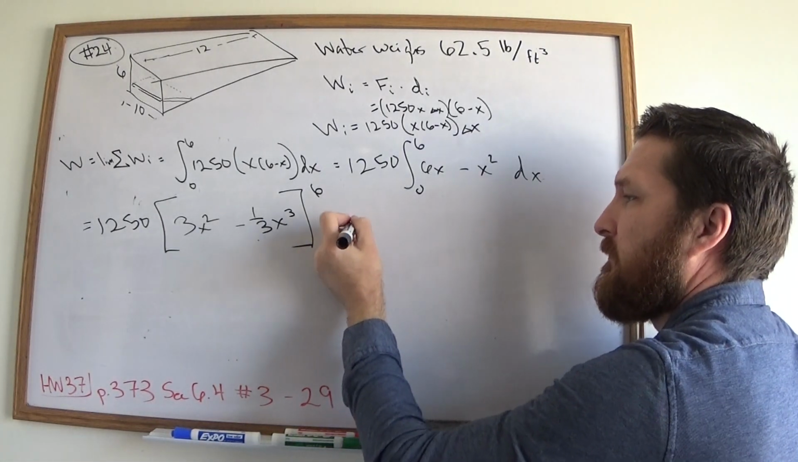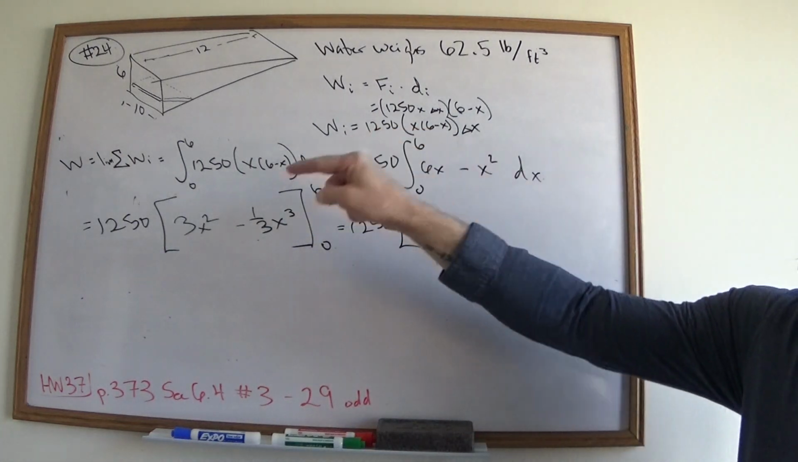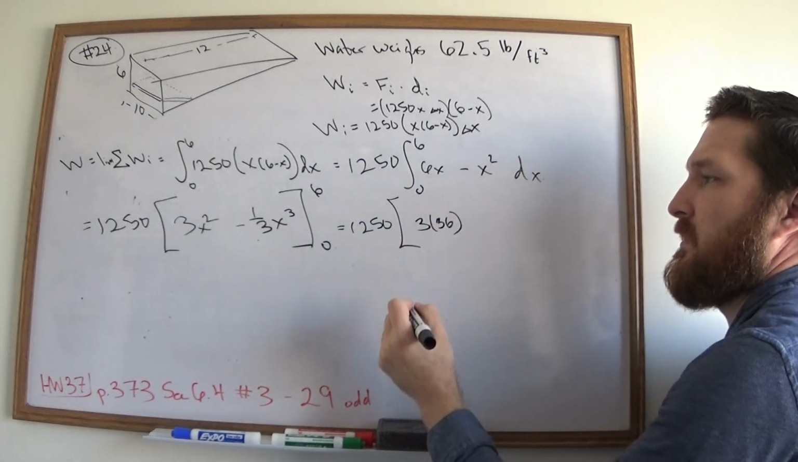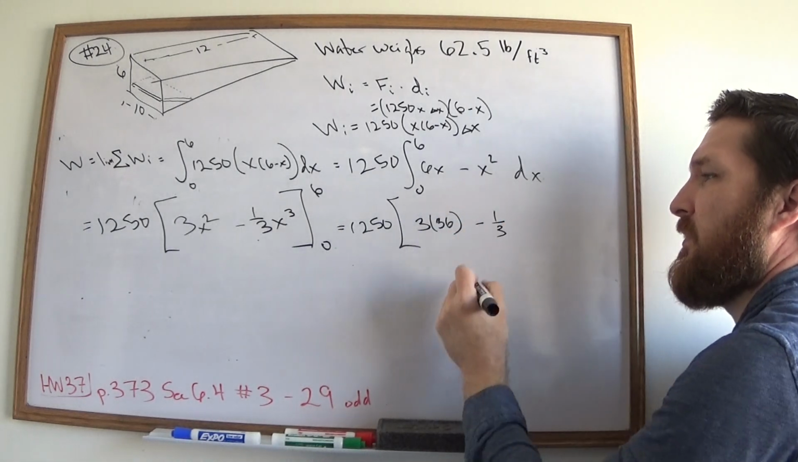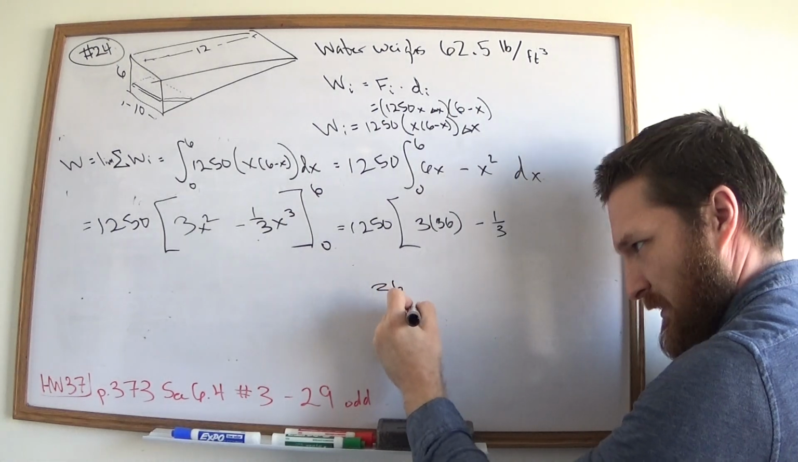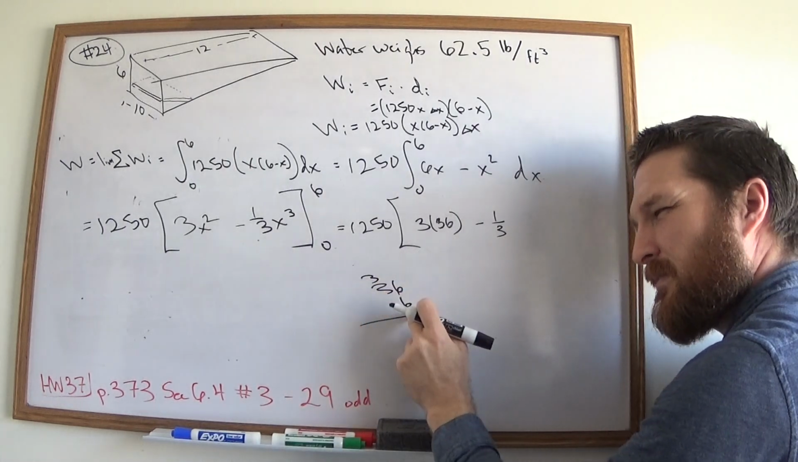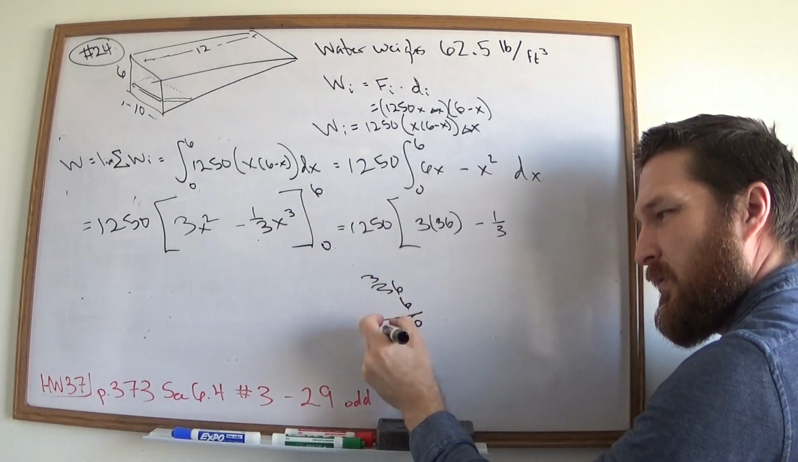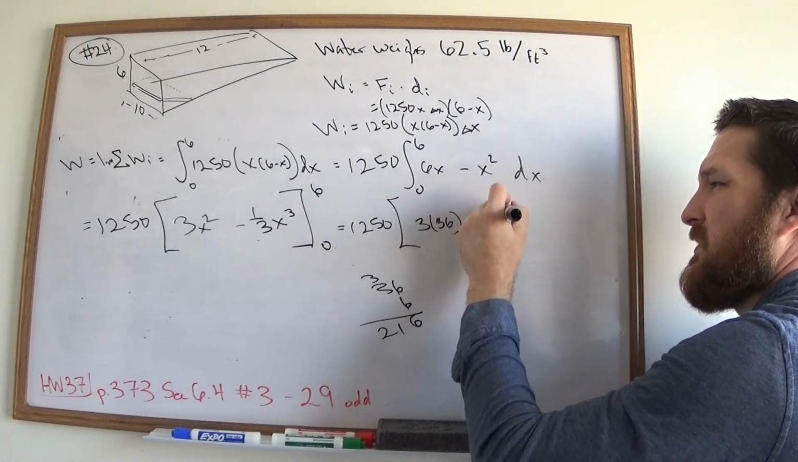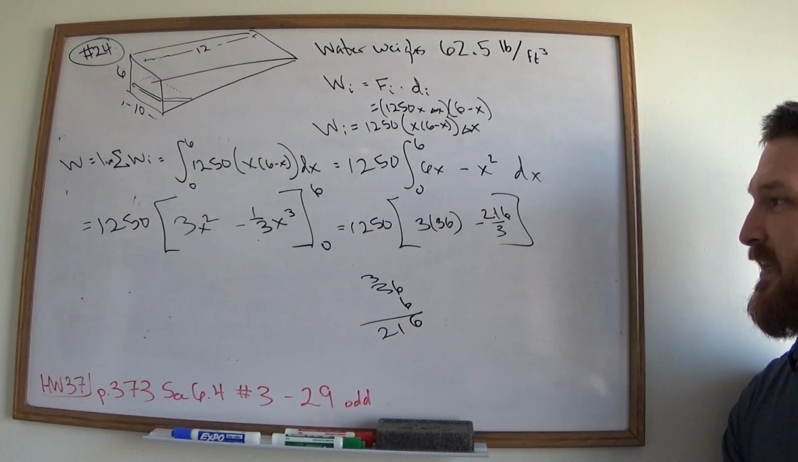We're going to have 1250 times, the 6 goes into here and becomes 36. So that's 3 times 36 minus 1/3 of 6 cubed. 6 cubed is 216, so that's 216 over 3. Yeah, we're good. That's how much it is. Whatever that works out to be, I don't care.